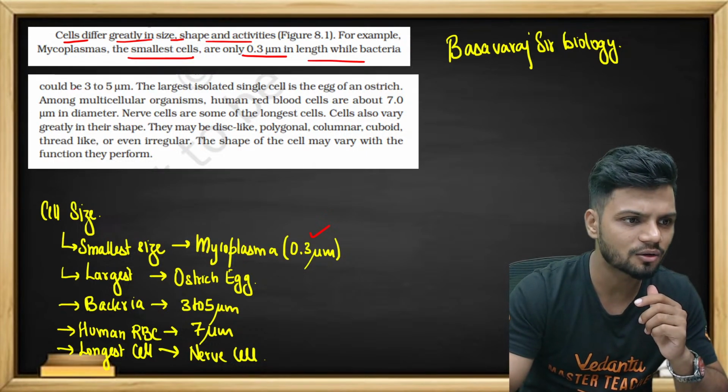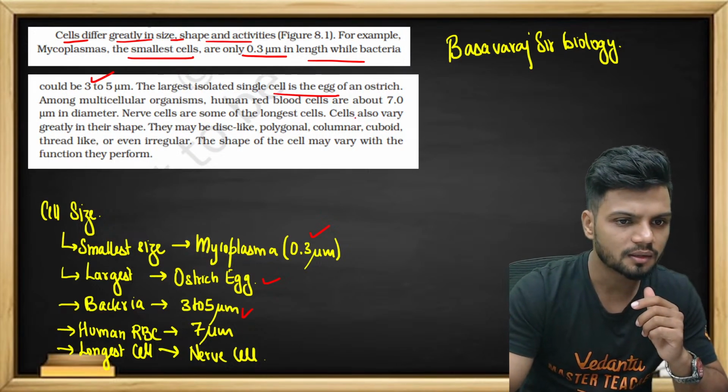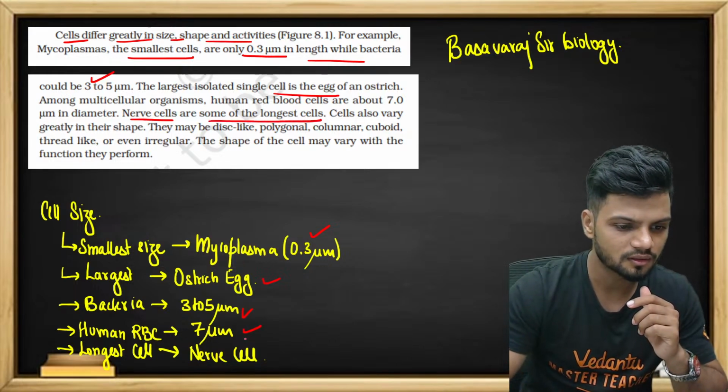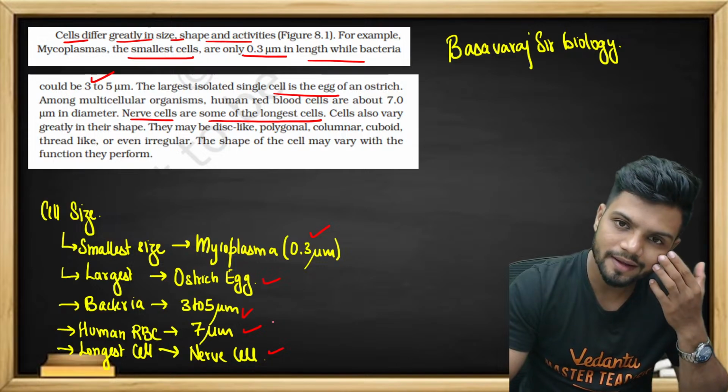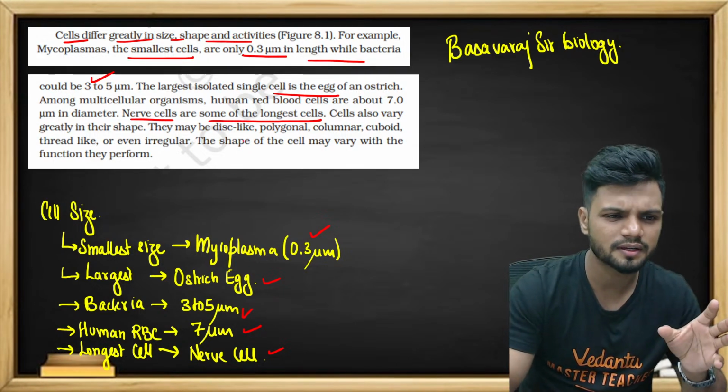Length, while bacteria is around 3 to 5 micrometers, I wrote here, right? Largest is ostrich egg, done. Where is ostrich egg? Here. Red blood cell is around 7 micrometer, done. Nerve cell is the longest cell, done. See, next time when you read this part, if you just read this one paragraph, you're good to go. You don't have to read the entire thing here.